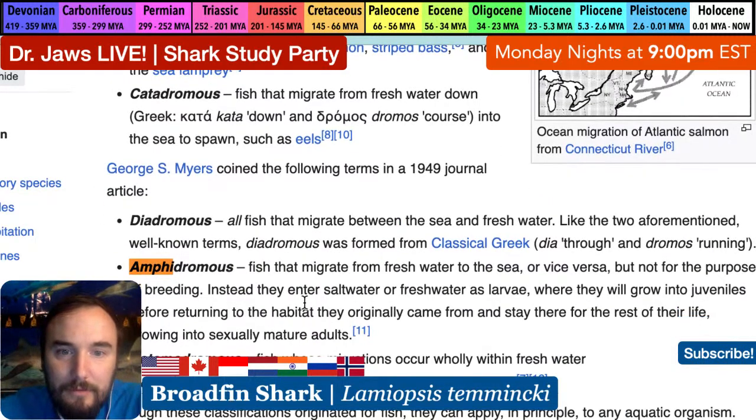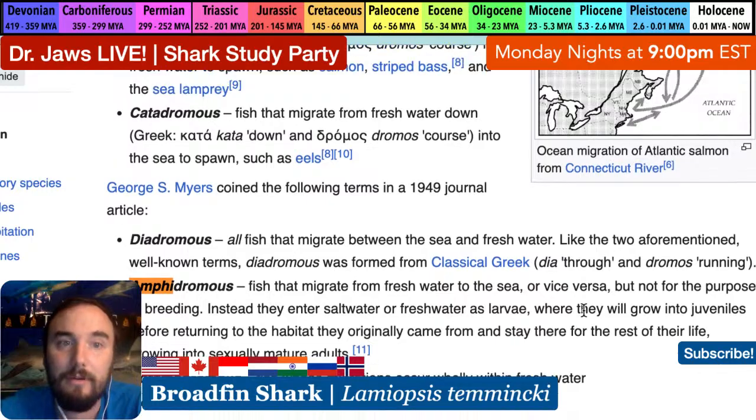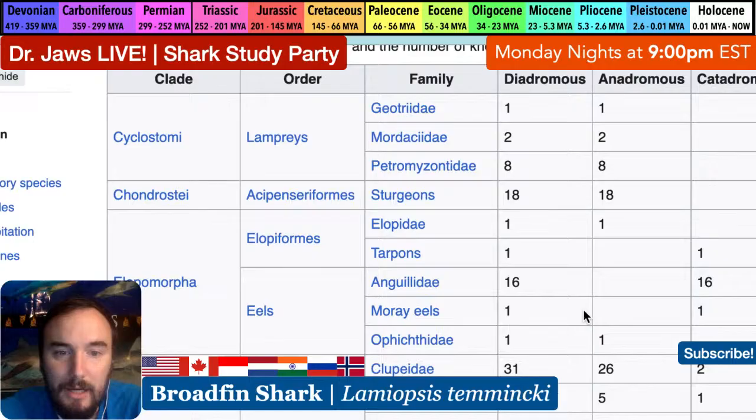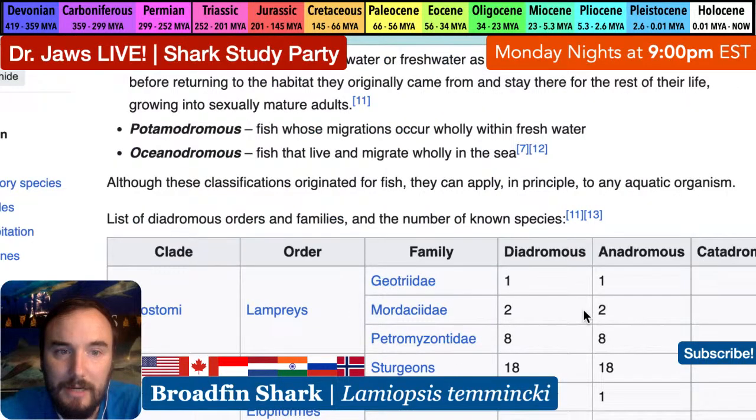Okay, there we go. So, amphidromous: fish that migrate from freshwater to the sea or vice versa, but not for the purpose of breeding. Instead, they enter saltwater or freshwater as larvae, where they will grow into juveniles before returning to the habitat they originally came from and stay there for the rest of their life, growing into sexually mature adults. So, very interesting. This is extremely exciting too. This is a nice shout out to Wikipedia. It's really surprising how much good information is on Wikipedia.